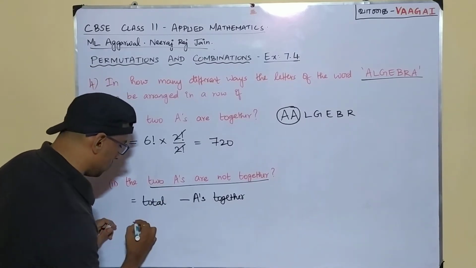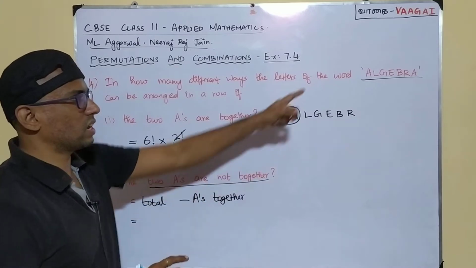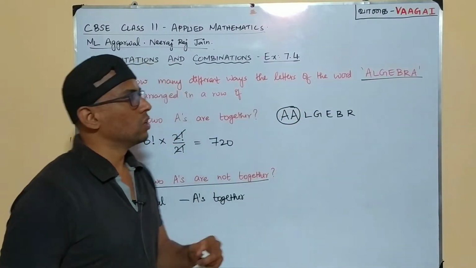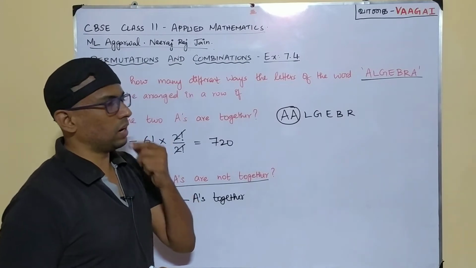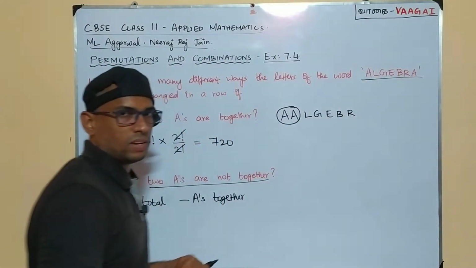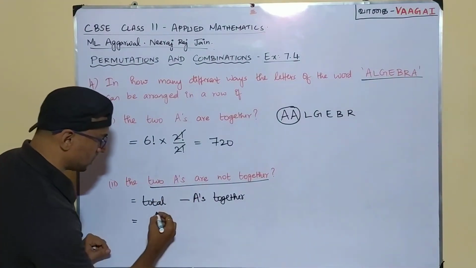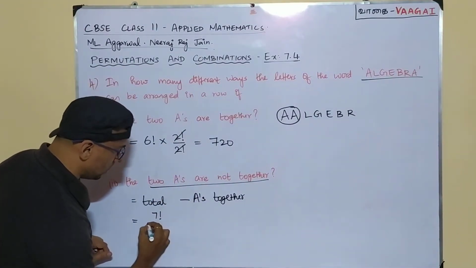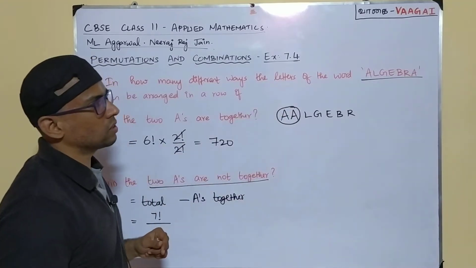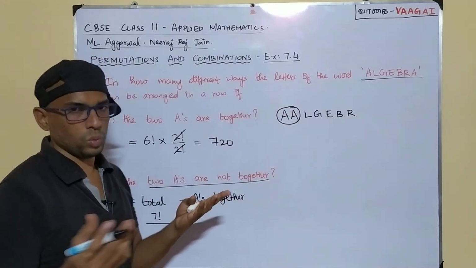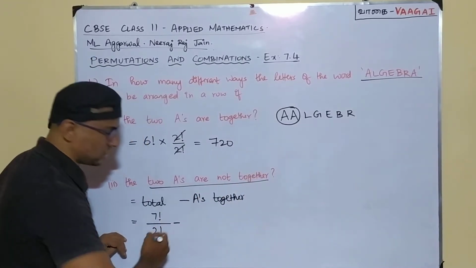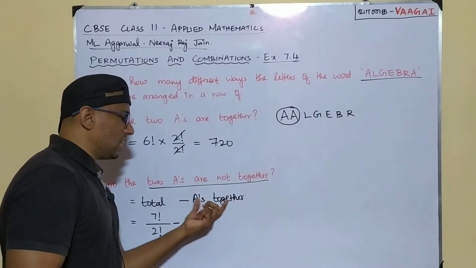Now our objective is to find the total number of ways in which we can arrange the letters in the word ALGEBRA. So how many letters does ALGEBRA have in total? Just check and see. 1 2 3 4 5 6 7. There are 7 objects. So 7 factorial divided by what? How many letters are repeated here? There are repeated letters, only the two A's are repeated. That means 7 factorial by 2 factorial, minus in how many ways A's are together?